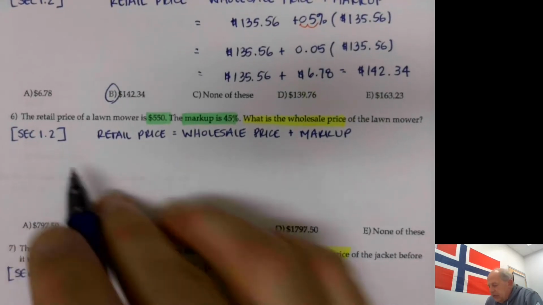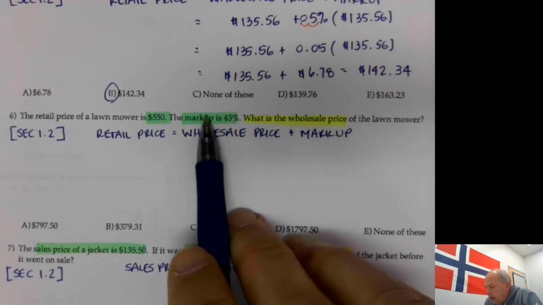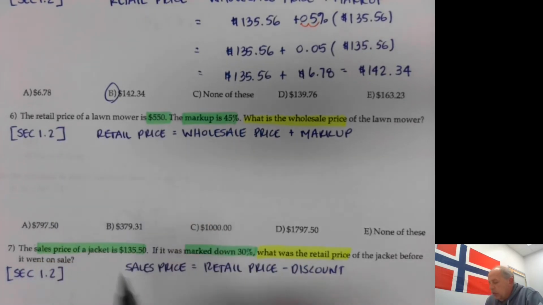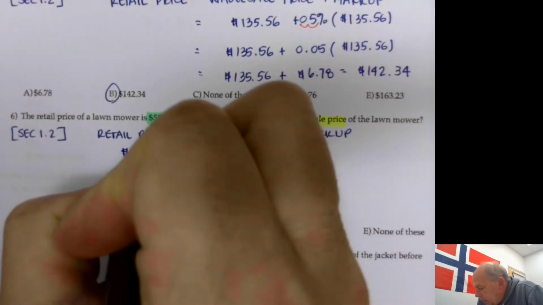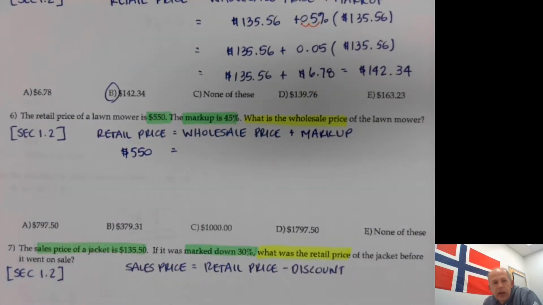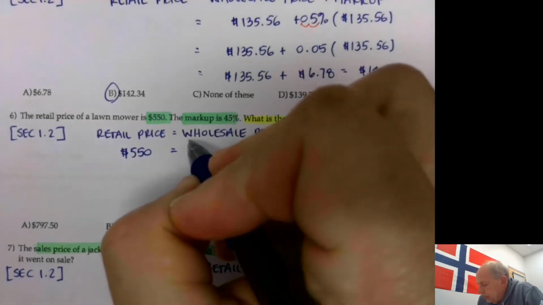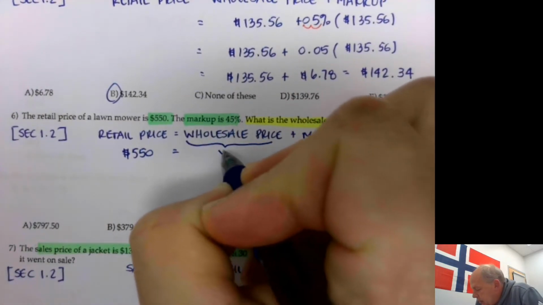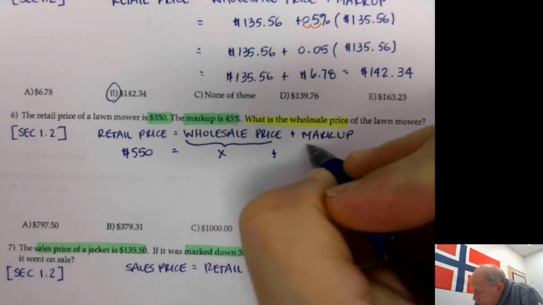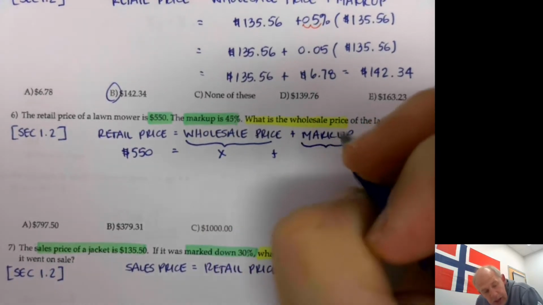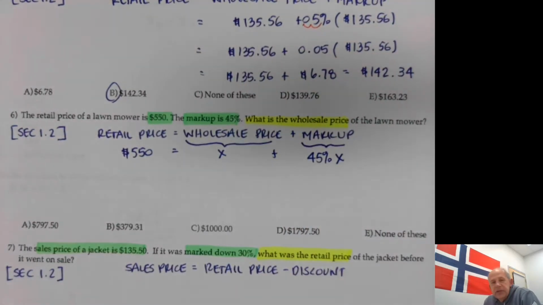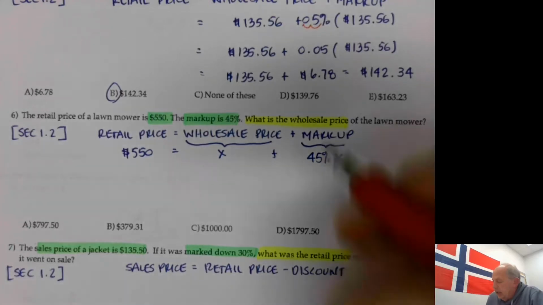Same for number 6 out of section 1.2, a markup problem. I see the markup. I'm looking for the wholesale price. So the retail price of the lawnmower is $550. This is how much we would pay for the lawnmower at the store at Lowe's, let's say, $550. We're trying to figure out how much Lowe's paid John Deere for the lawnmower. They turn around and mark it up 45% of the price they paid for it before they sell it to us.